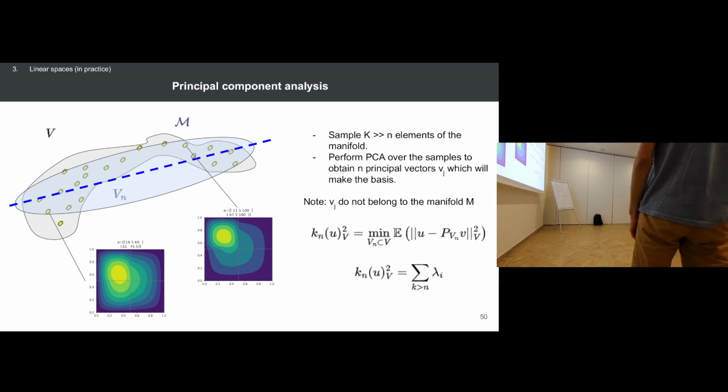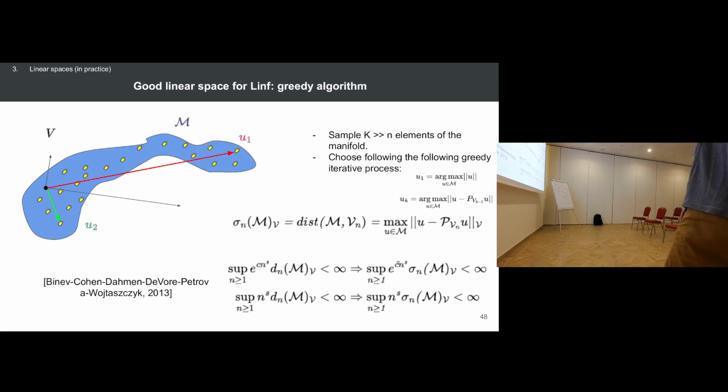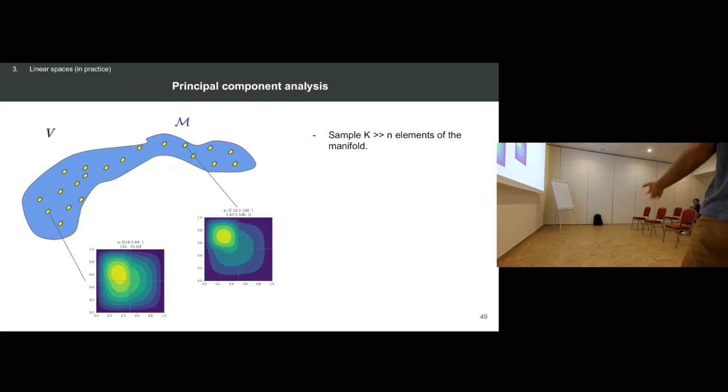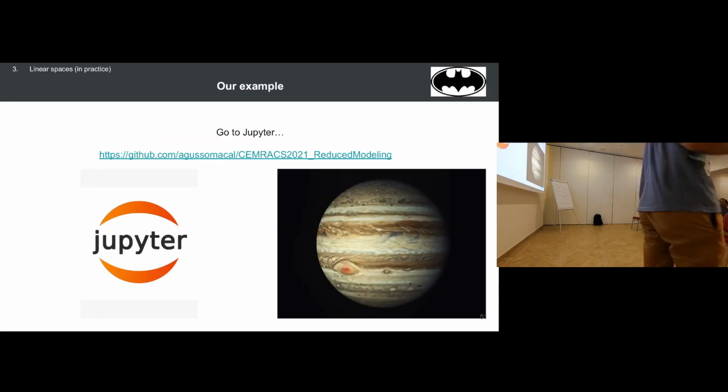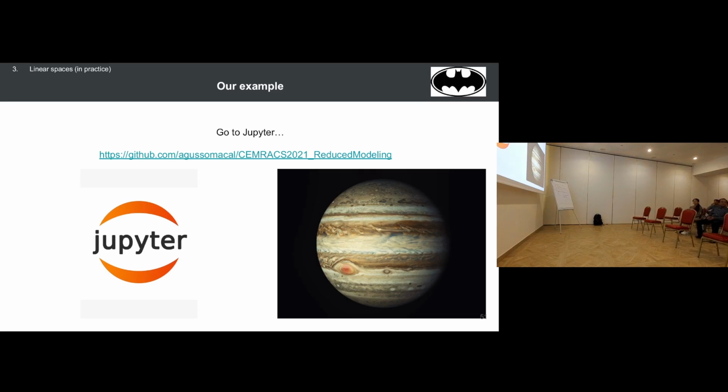And here, although our data originally was in the manifold, once we get the principal components, our vectors will not necessarily be in the manifold, because they will be just a rotation in some direction, and will not necessarily lie in the manifold. When we were doing the greedy algorithm, we were always choosing elements that were in the manifold, although when we approximate, we go wherever the linear space takes us, and we will probably be outside the manifold. So let's see how all these methods work in practice.